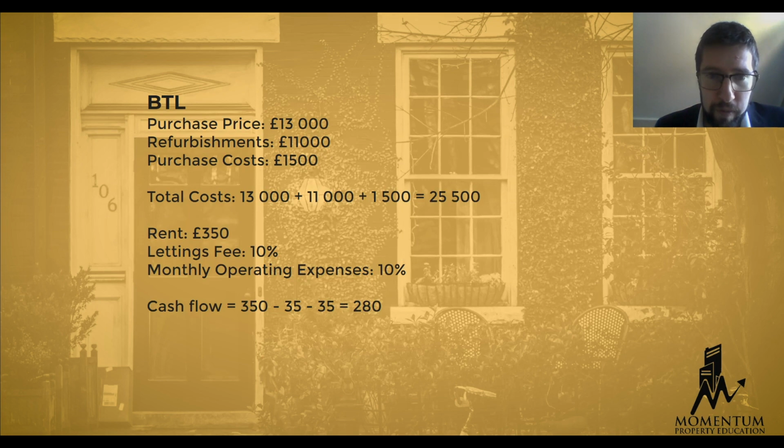So our rent is £350 minus our letting fee, which is 10%. Yes, £35, minus our monthly operating expenses, 10%, and our cash flow is £280 a month. Now that might not sound like a lot, but imagine we had spent 10,000 krona going to our first workshop, so £1,000 for our workshop.